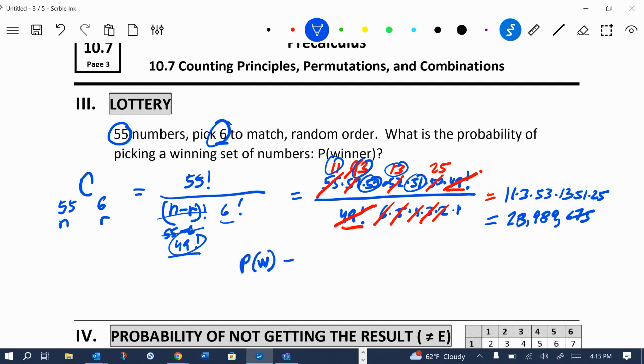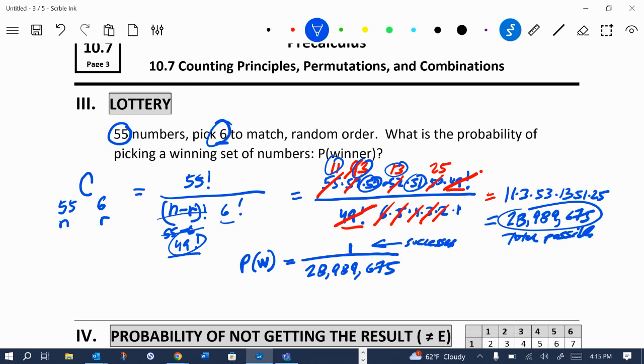Well, the probability that your 6 is one of those, what we would do is the probability of getting the winner is 1 success out of a total number of possible numbers for it, which is that. Okay. So this number then, this is our total possible, and these are our number of successes.